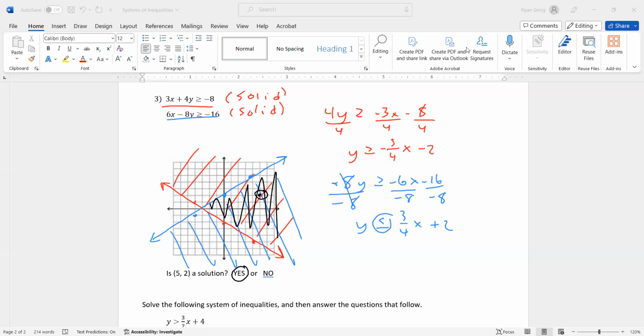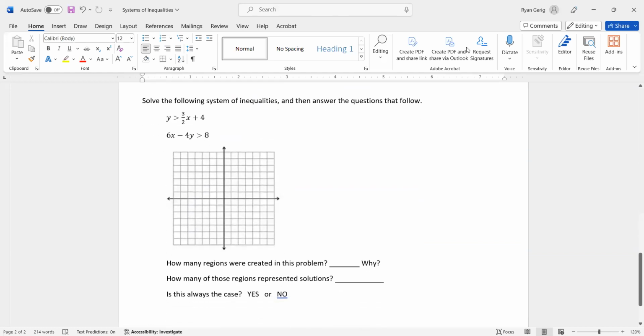Now, at the beginning of the notes, I said something that you may not have caught. I said, typically, you get 4 regions. Typically. There's going to be a time when you don't. All right, and this is going to happen here, just a little foreshadowing.